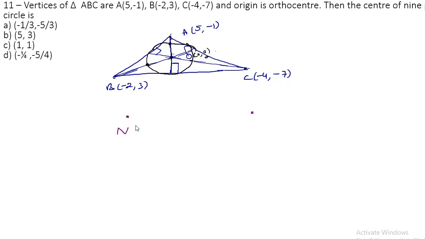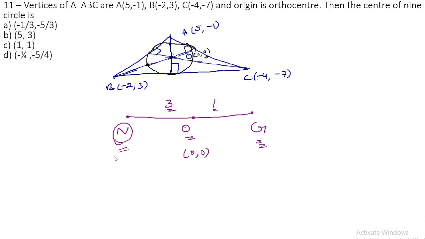This N is the center of the 9-point circle, this is the orthocenter, and this is the centroid. The orthocenter divides the line segment joining the center of the 9-point circle and the centroid in the ratio 3:1. We are given the orthocenter, which is (0, 0), and we need to find the coordinates of the center of the 9-point circle, and we can find the centroid.